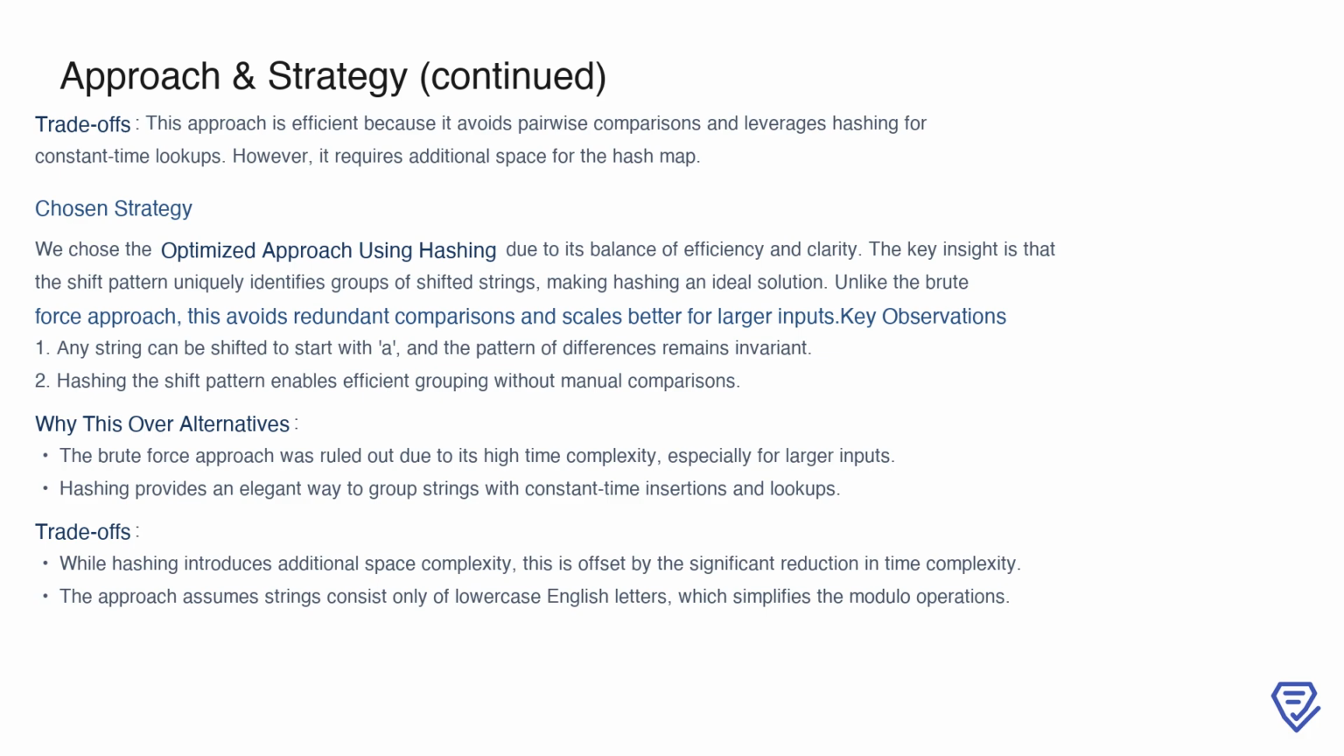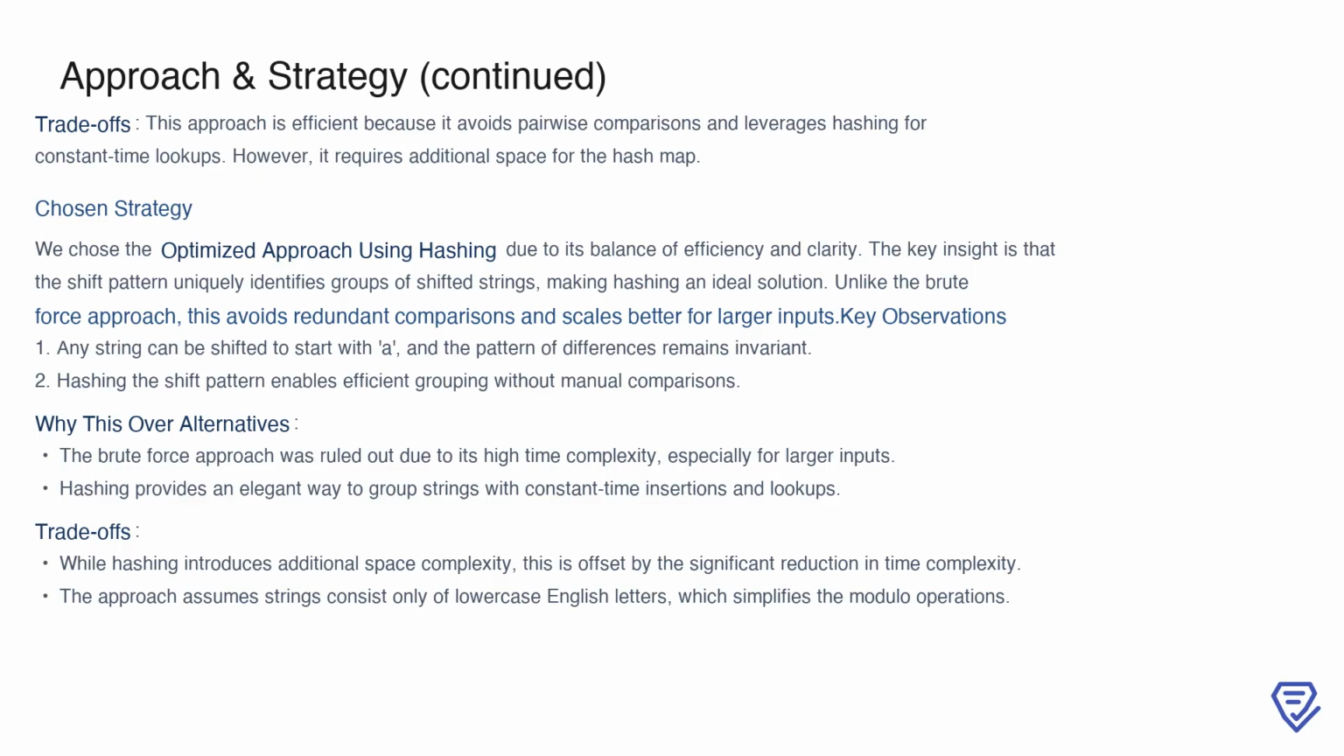The strategy we chose centers on this optimized approach because it provides a balance between efficiency and clarity. The key insight here is that the shift pattern of a string is invariant within its group. Any string in the group can be shifted to start with a, and the pattern of differences between characters remains the same. This insight allows us to use hashing effectively to categorize strings.